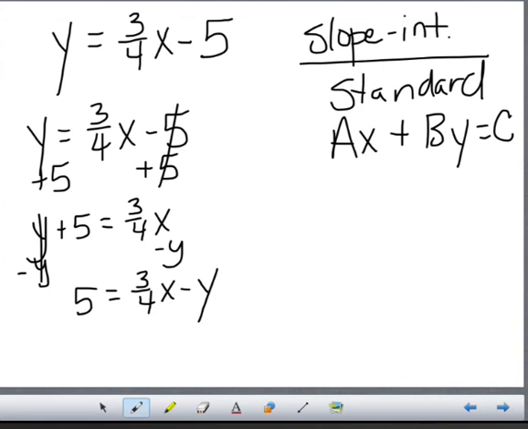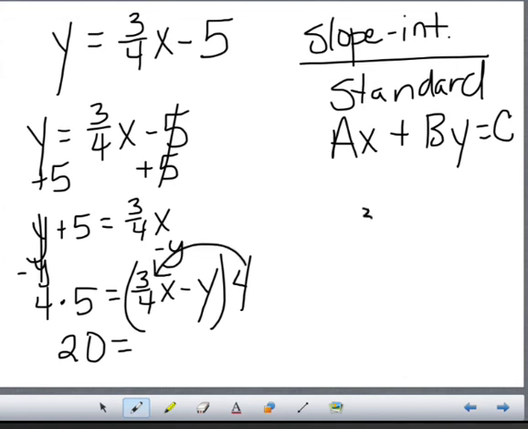So am I in standard form yet? No, not yet. I've got my x and the y on the same side, but remember, we can't have that fraction on our x. So what can I do to get rid of that fraction? Well, look at your denominator. It is a 4. So if I multiply everything by 4, if I multiply on my right-hand side by 4, I've got to multiply my left-hand side by 4. So I have 20 is equal to, doing my distributive property, 3/4 times 4.